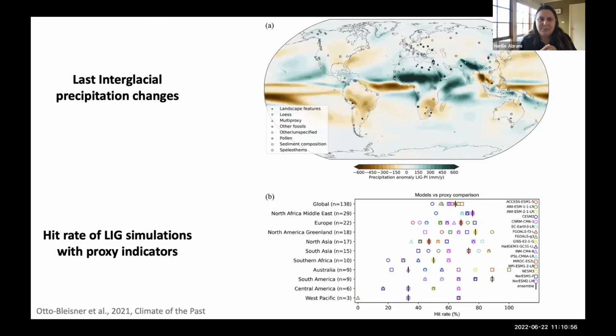So just a snapshot from one of those model intercomparison papers based on the last interglacial. The top panel here is showing the ensemble mean for those paleoclimate simulations for precipitation change relative to pre-industrial, and the dots on there are showing information that we have from paleoclimate proxies. What you can see is a strengthening of the northern hemisphere monsoons, a weakening of the southern hemisphere monsoons in that ensemble mean. And then there's a bit of a model evaluation shown in the lower panel, showing how the different models are comparing with the information that we have from paleoclimate proxies.